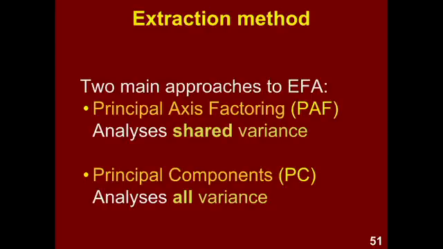So method 1 is called principal axis factoring. The key thing is that when it looks for the factors, it's only analysing the variance that's shared amongst the variables, as opposed to principal components. It analyses all the variance and tries to find factors.